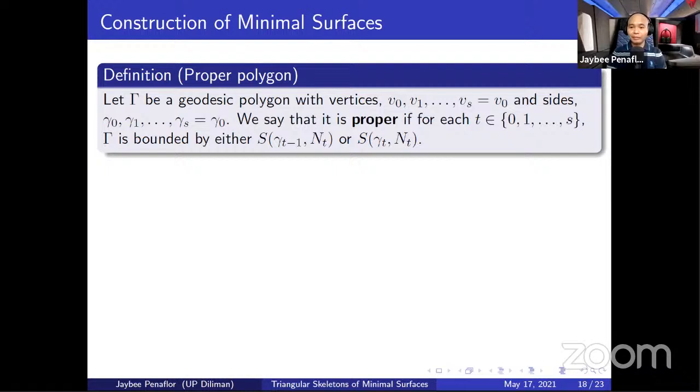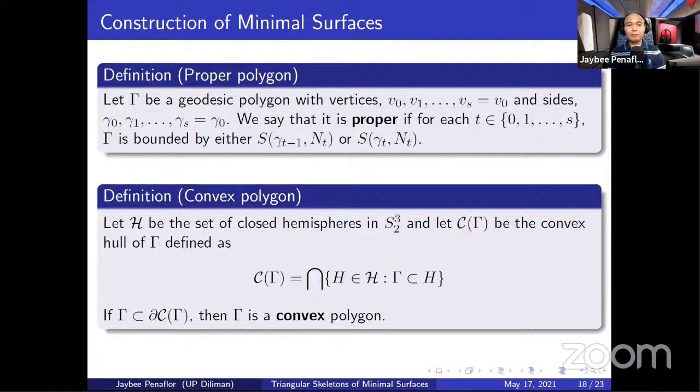And then another important definition is a convex polygon. A convex polygon is defined as follows. First, let's define mathcal H to be the set of all closed hemispheres in S^3/2. And let mathcal C of gamma be the convex hull of gamma, defined as follows. We saw this first part in the previous lemma earlier. If gamma, the polygon, is a subset of the boundary of the convex hull, then gamma itself is a convex polygon.